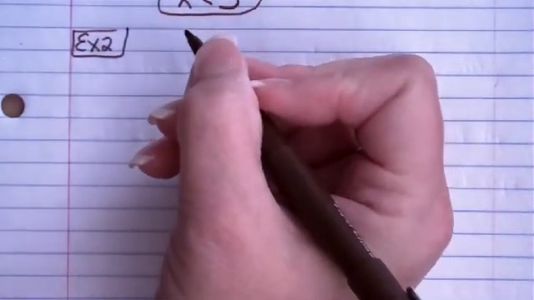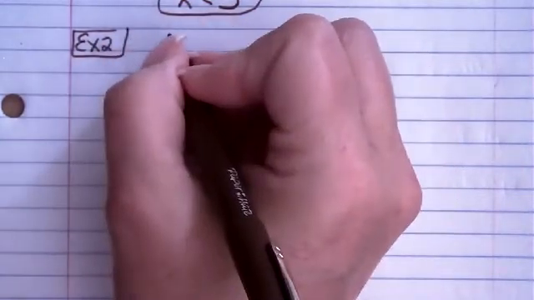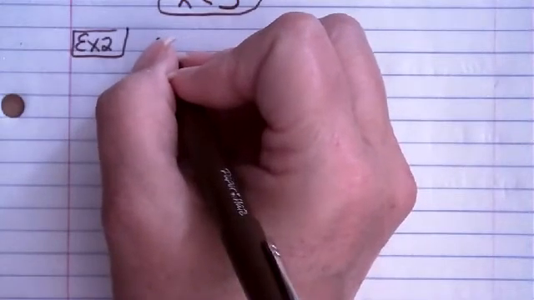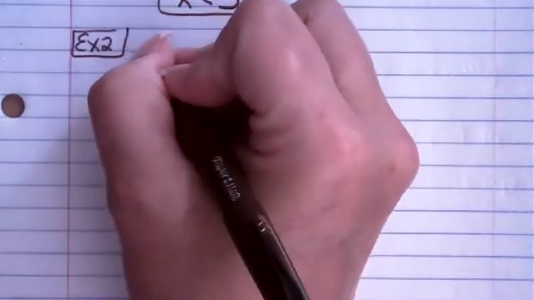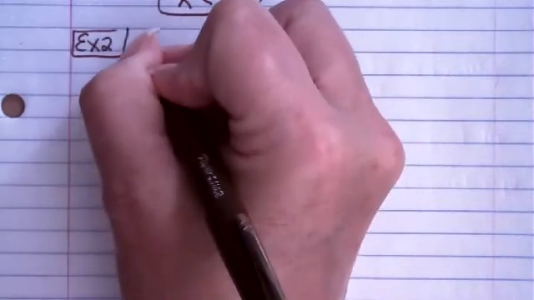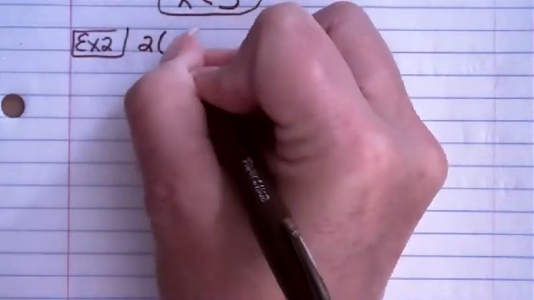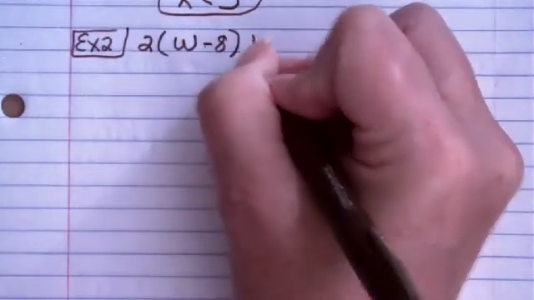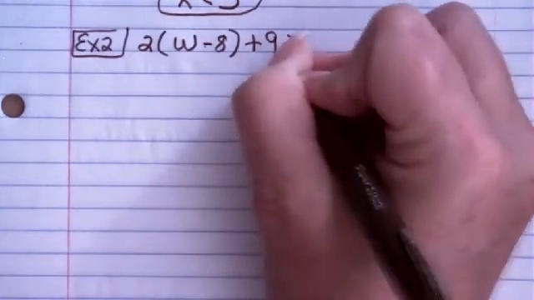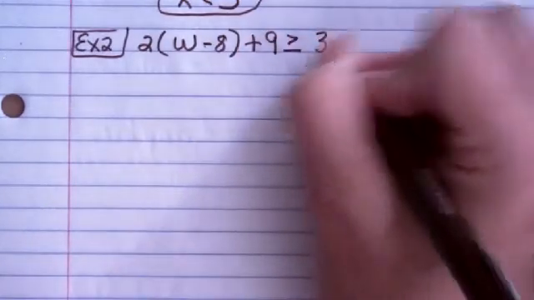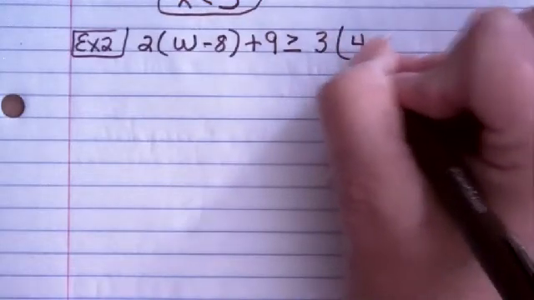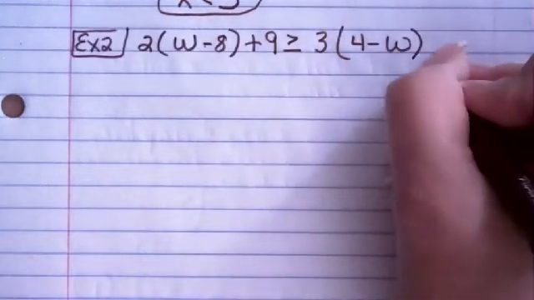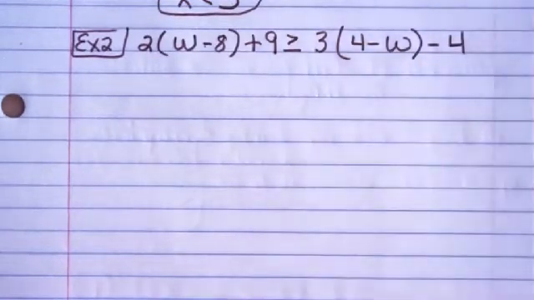Now, example 2, I picked it just because it's a little bit longer, just to show to you there's really not that many steps. We still got the whole no more than 6 steps to do the problem, and 1 step is write the problem down. So here we go. 2 parentheses, w minus 8, close that parentheses, plus 9 is greater than or equal to 3 parentheses, 4 minus w, close the parentheses, minus 4.